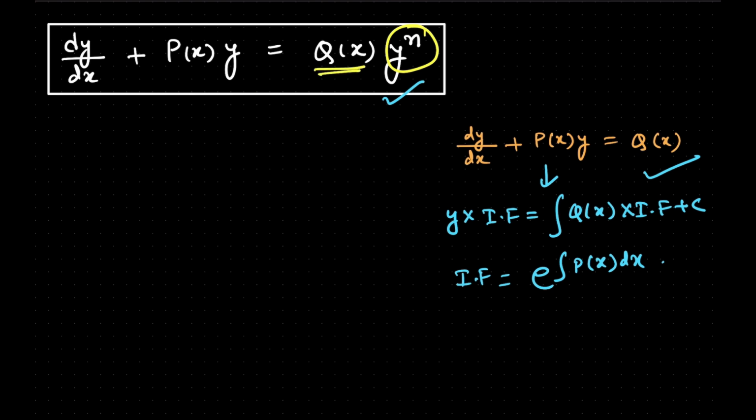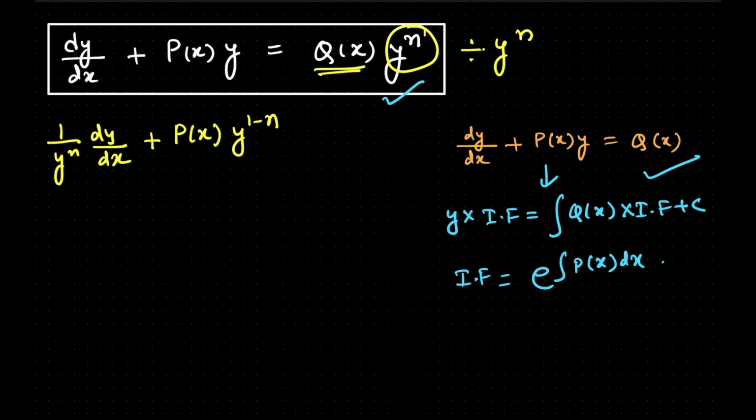So we will divide the entire equation by y to the power of n. You will get 1 by y to the power of n dy by dx plus p(x) y to the power of 1 minus n, and here you have q(x). So our first step is done. For the second step, we want to get rid of the y term over here. So we will assume y to the power of 1 minus n as t.